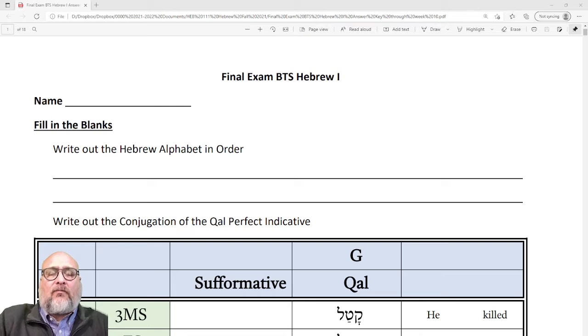So what I wanted to do is just go over this and talk about what you probably need to know, or what you do need to know. This will be the actual final once we go through all of it. The blacked out portions will be there, and you can print out the blank version and start studying for it. So this is our final exam.